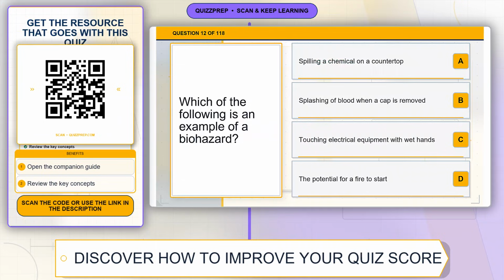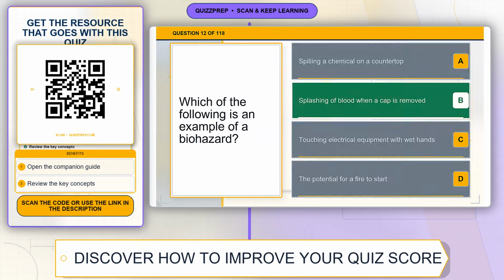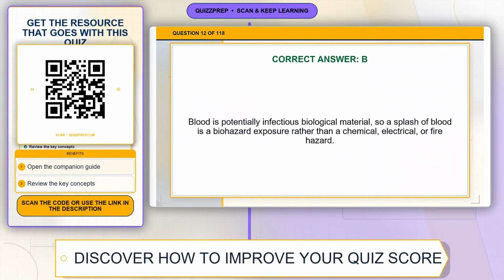Question 12. Which of the following is an example of a biohazard? Option A, spilling a chemical on a countertop. Option B, splashing of blood when a cap is removed. Option C, touching electrical equipment with wet hands. Option D, the potential for a fire to start. The correct answer is option B, splashing of blood when a cap is removed. Explanation: blood is potentially infectious biological material, so a splash of blood is a biohazard exposure rather than a chemical, electrical, or fire hazard.